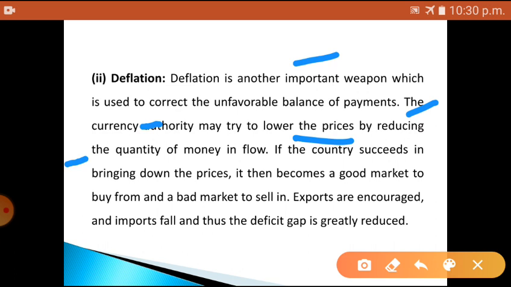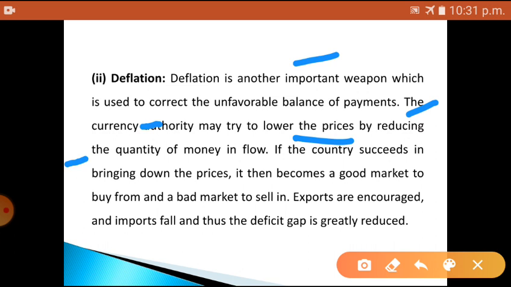Deflation means the currency authority should try to lower the price. They should try to lower prices by reducing the quantity of money in flow; only that much should flow. If the government succeeds, it will become a good market, and the deficit gap will be reduced.